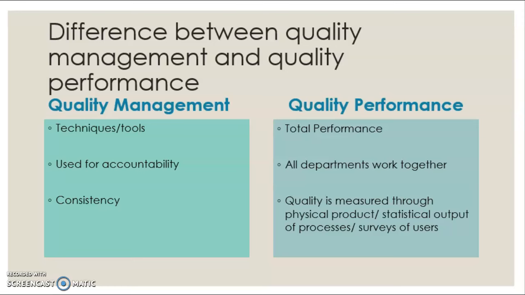Yes or no? Quality performance, however, is about making sure that all the departments work together towards the same quality standards. So going back to quality management now, it's about ensuring that the quality of goods and services is consistent. It focuses on that word consistency, right? Whereas quality performance is measured through the physical product, the statistical output of processes, as well as surveys from your customers. What do they think about your product? How is your product performing in terms of your customers? And that really, in a nutshell, is all the concepts to do with quality. Make sure that you know these well and that you're able to differentiate between these last 4 that I have given you.